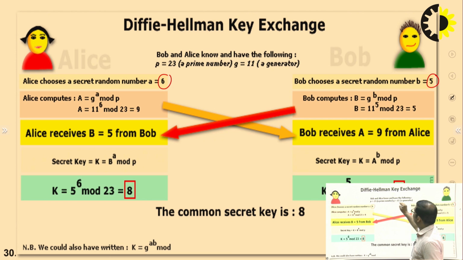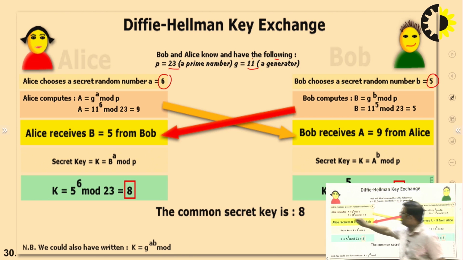Alice and Bob have the following public numbers: 23 and 11. One is the number 23 and the other is the number 11, and both parties need these. The other secret random numbers are 6 and 5.